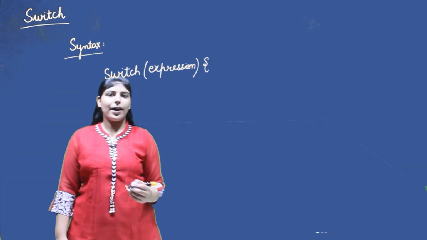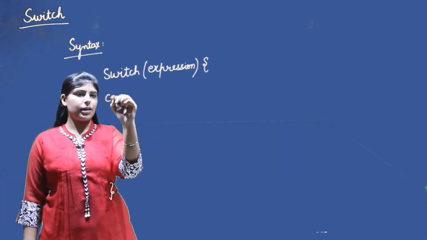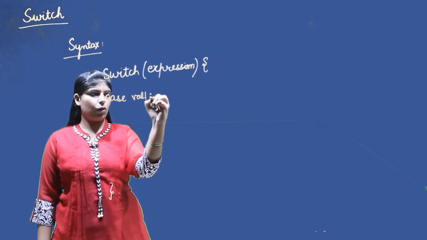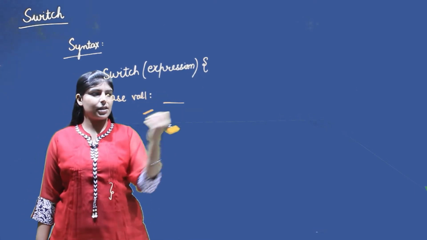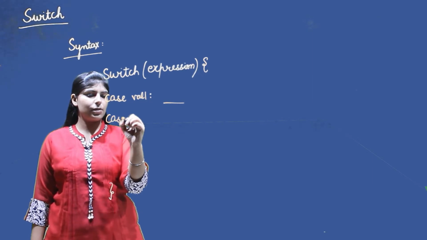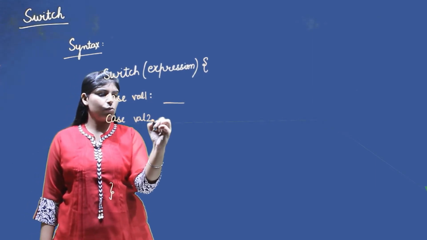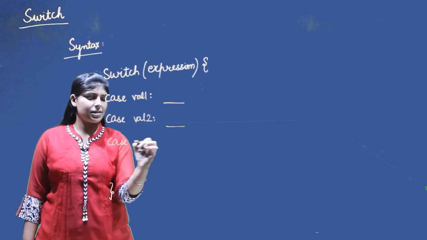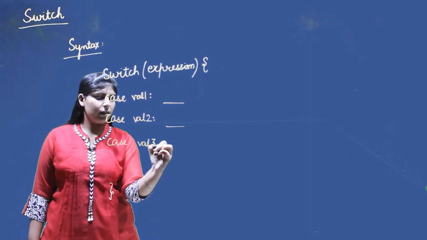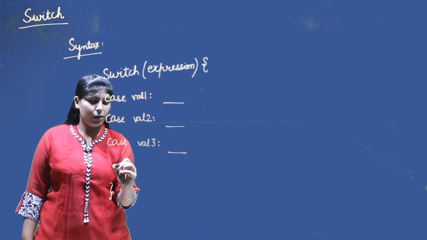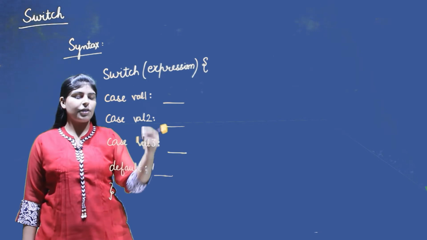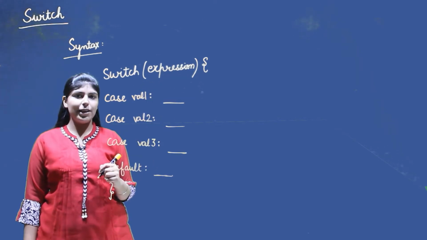Inside the switch block, I can have multiple cases. Say case value 1, then a colon. Then we can have some statements. We can have another case value, let's say case value 2, then the statements below it. We can have as many cases as required, and in the end we can have a default block. This default is optional. It executes if none of these values match the value of the expression.